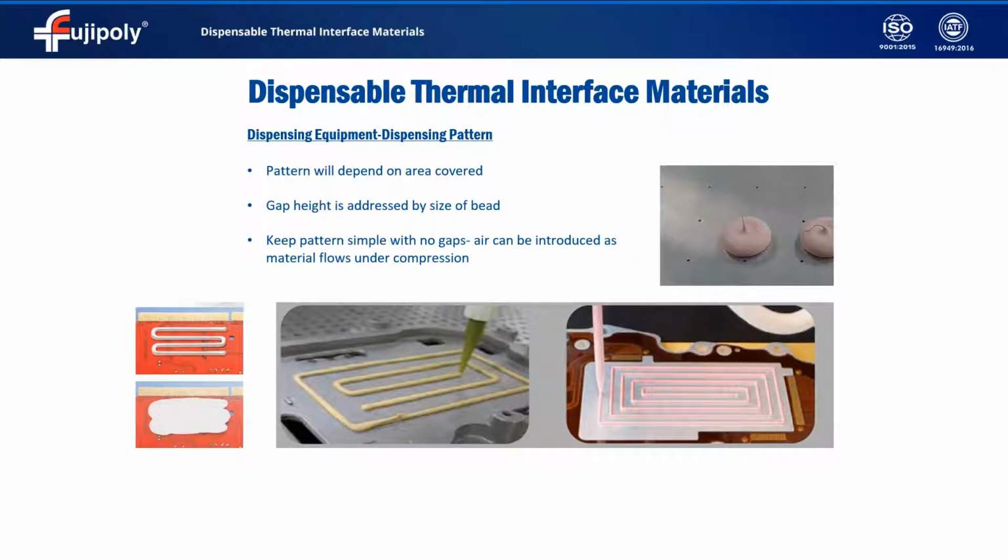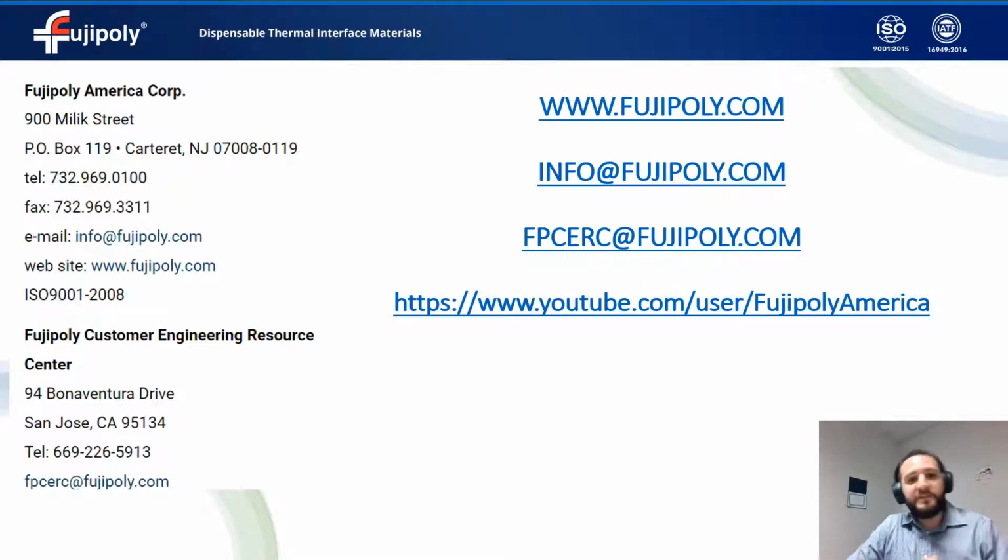For small components, the Hershey Kiss is the most commonly used. There's little chance of air being introduced, and it's quick to dispense. Rectangular or square surfaces might require a pattern of beads, such as that seen in the videos that I had just shown.